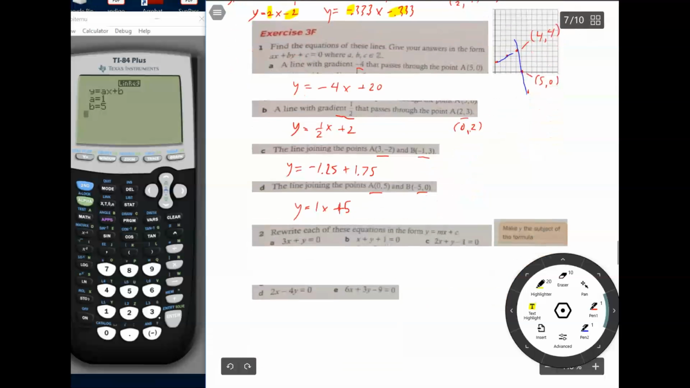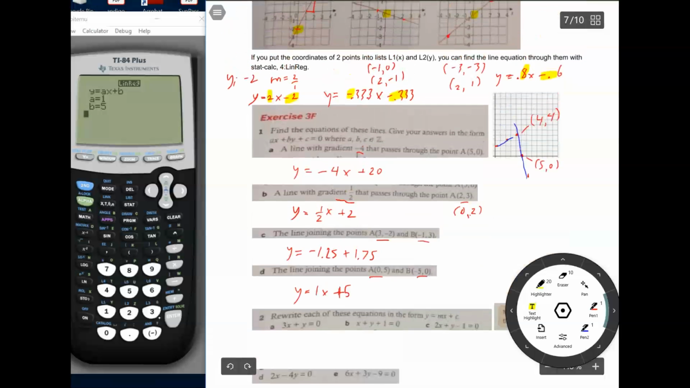Alright. Number 2. Rewrite each of these equations. Oh, did it tell me to give it? Sorry about that. They told me to put it in ax plus by plus c equals 0 form. So I need to adjust these, don't I? What I need to do is put 0 on one side. So for this case here, I could just subtract y from both sides, right? 0 equals -4x minus y plus 20. Done.